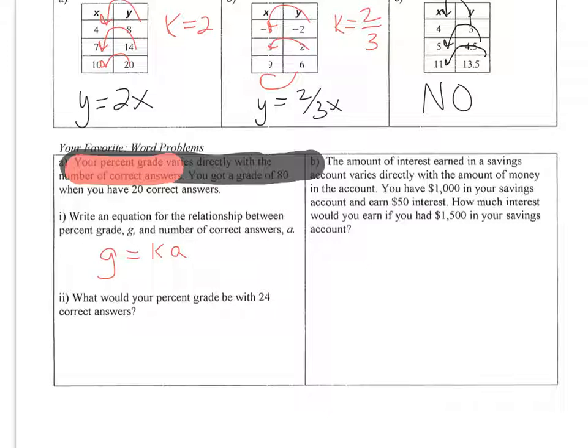So what would your percent grade be with 24 correct answers? I need to figure out what K is first. K is equal to G divided by A, your grade divided by the correct answers. So if you got a grade of 80 and you have 20 correct answers, your K value is 4. So your equation is going to be G equals 4A.